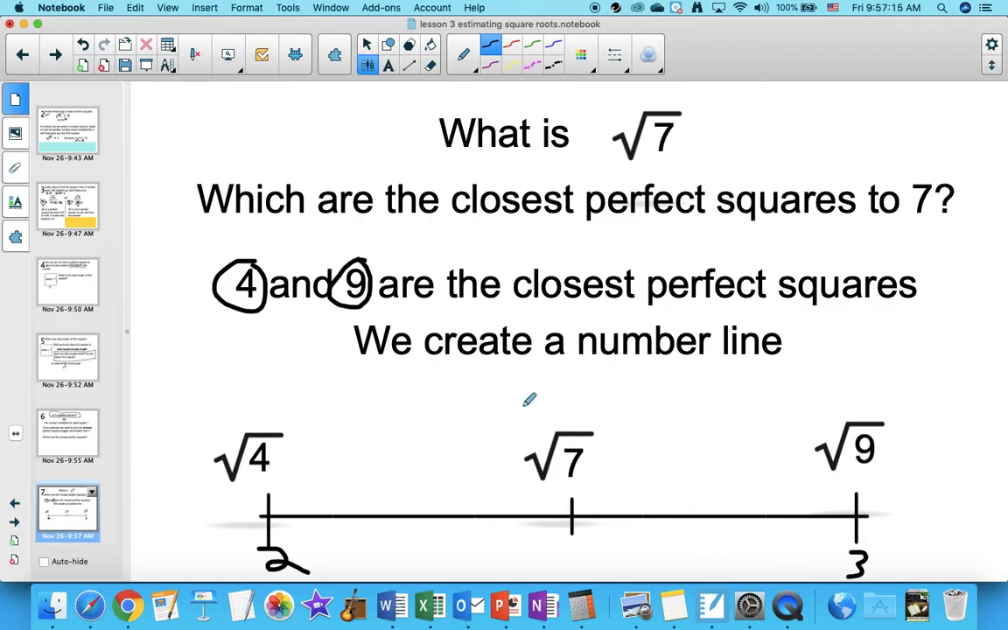Now, a lot of people will stop here and go, oh, it's between 2 and 3, so that's 2.5, right? Sorry, it should be 2.5. Right? And that's not always the case. That's not going to be true all the time. And we're going to take a look at this number and see if it is.